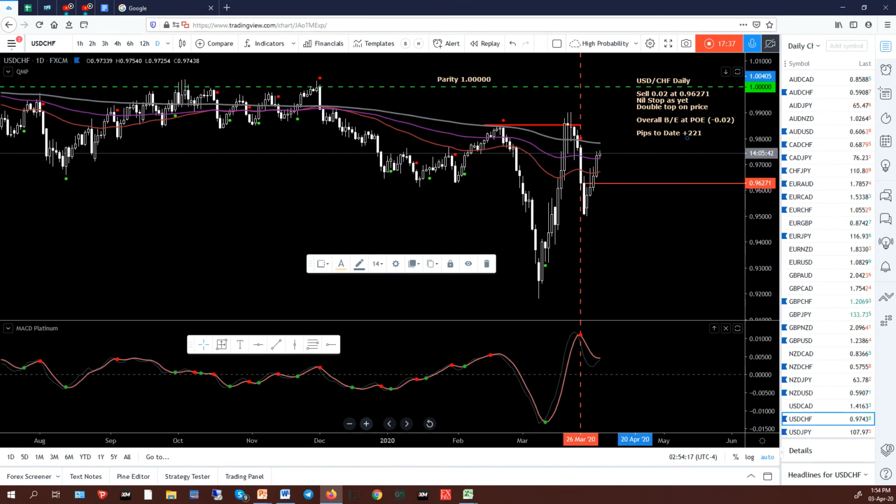At the moment, I'm in a sell, which is not looking that flash, but there's a nice double top up here, so I'm happy to try and trade my way out of it and see how we go. MACD platinum still above the zero level, so I love my double tops, etc.